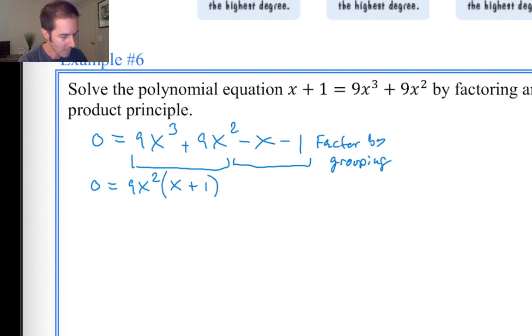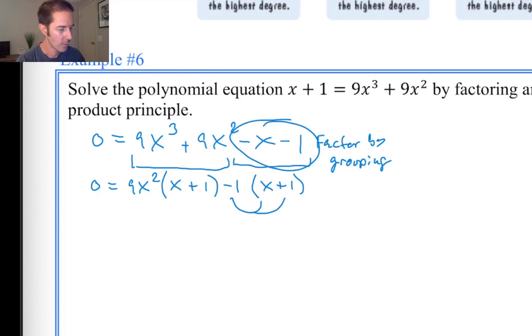We want something to appear here, and then to have another set of parentheses that says the same as the first set of parentheses, x plus 1. And we can make that happen by factoring out a negative 1 from our second group. Again, you can distribute negative 1 to these 2 terms, and you do get the original third and fourth terms from your original equation.